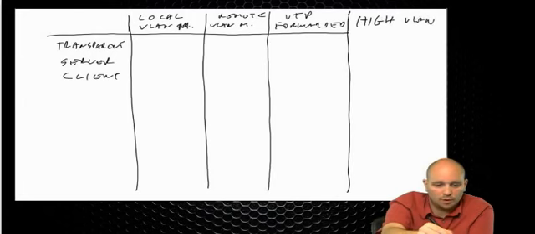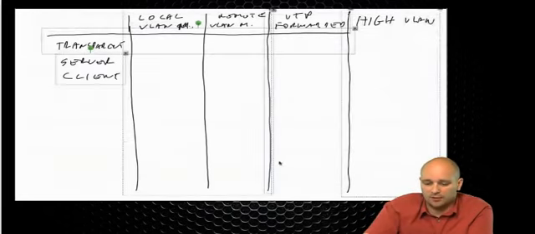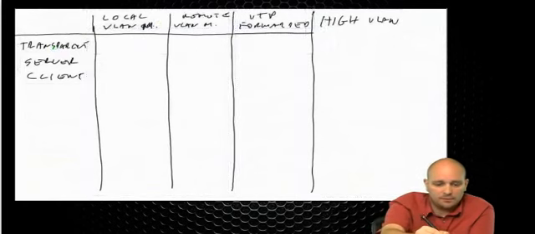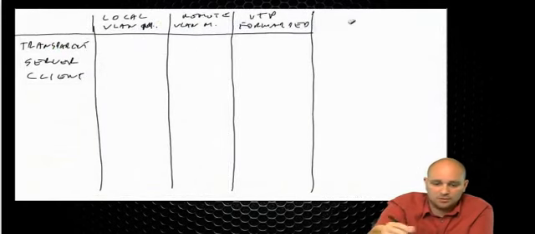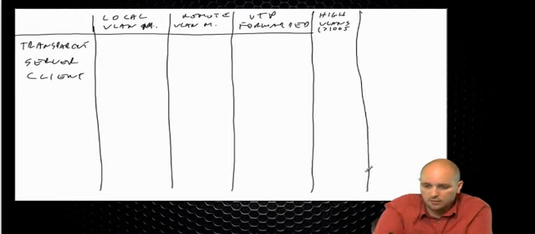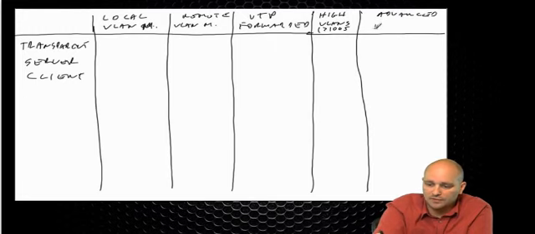Actually, I'm going to add one more. Just remember that we can always add more stuff to the tables. Tables are good. So let me then change this a little bit. So high VLAN numbers, and that's basically VLAN numbers above 1005. And here, advanced features, like, for example, private VLANs.